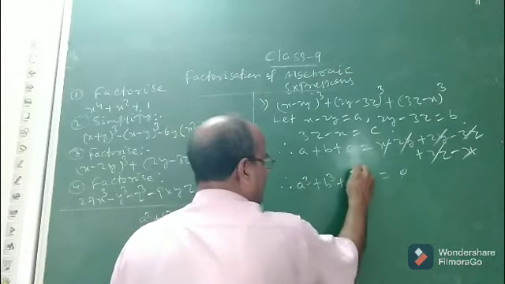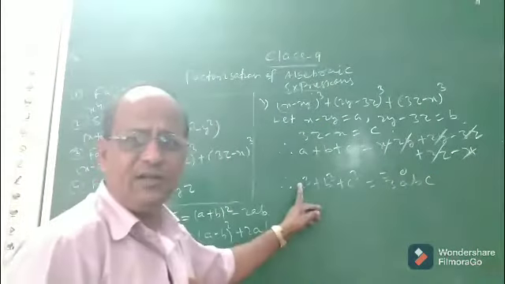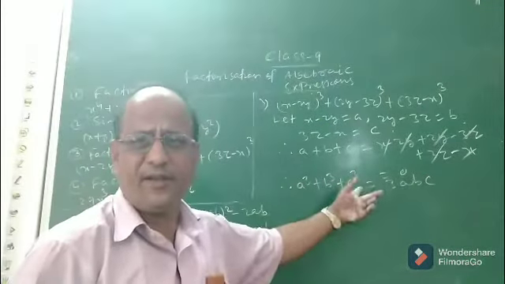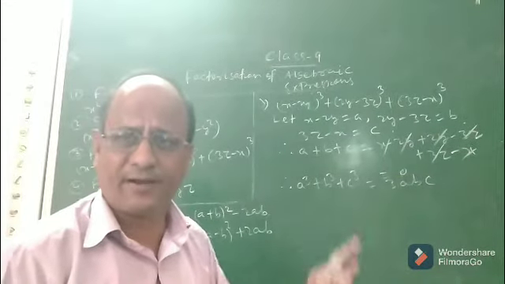a cube plus b cube plus c cube will be equal to 3abc. Now, you put the values of a, b and c in the left hand side as well as the right hand side. You will get the required factorization.